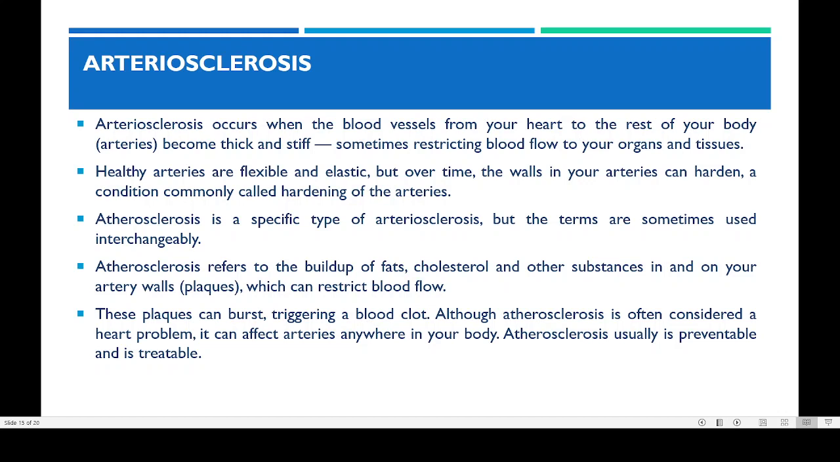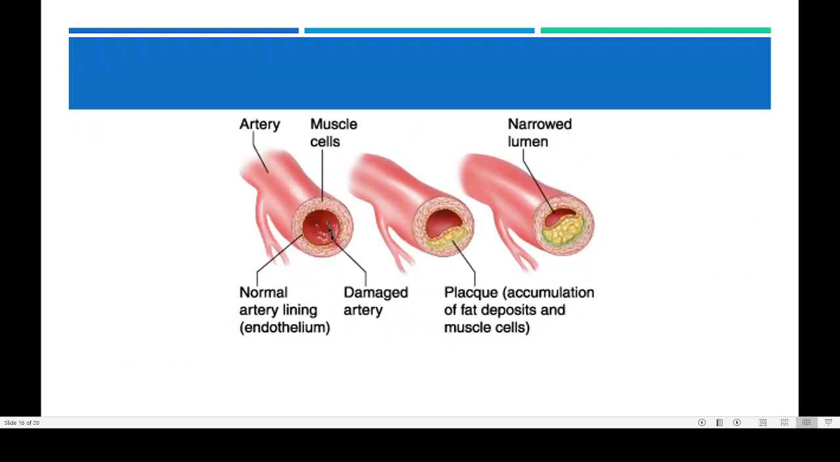So atherosclerosis is usually preventable and treatable. Preventable and treatable means this is how the situation is developing. What doctors usually do is remove this plaque by using a certain catheter, inserting a tube into the artery. I will show you how this removal is done.